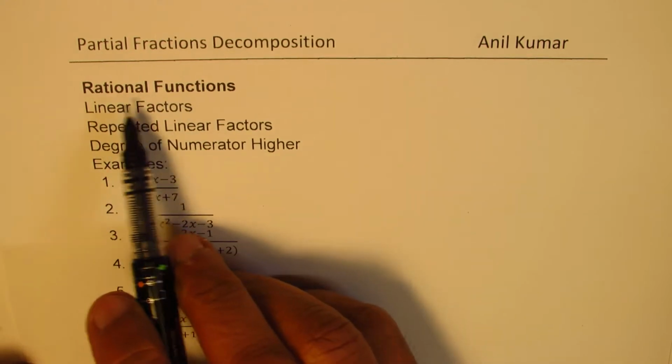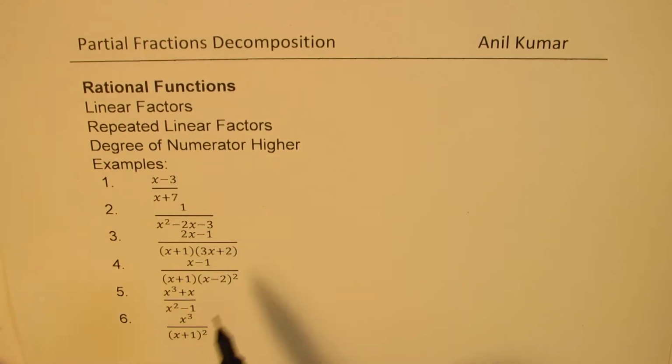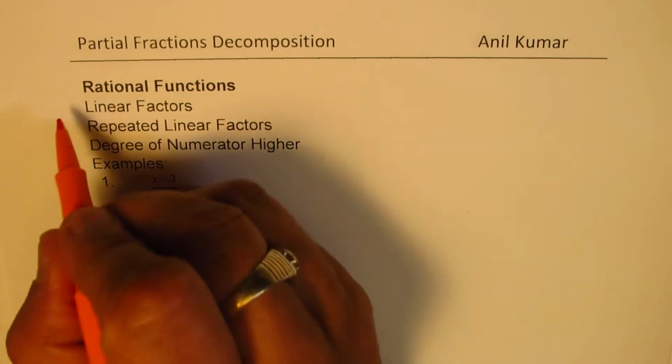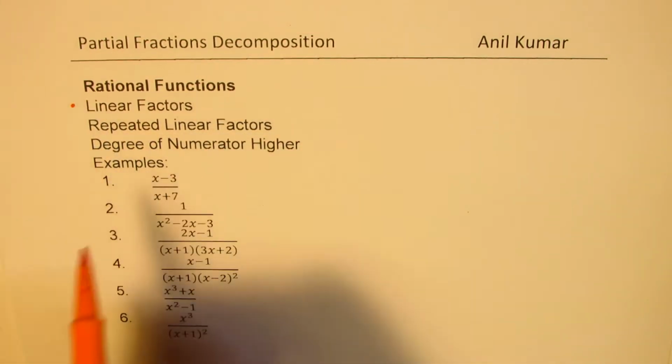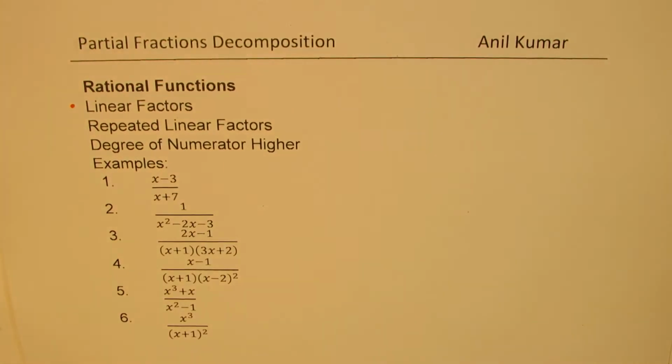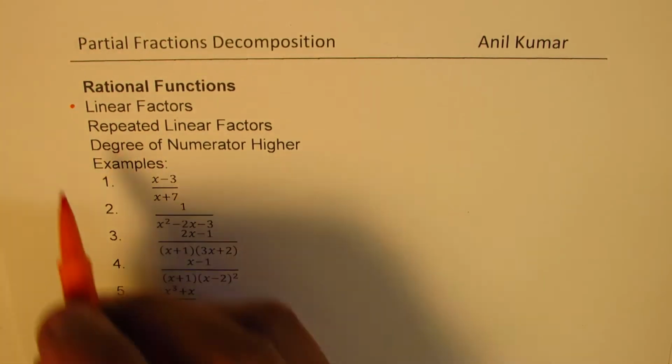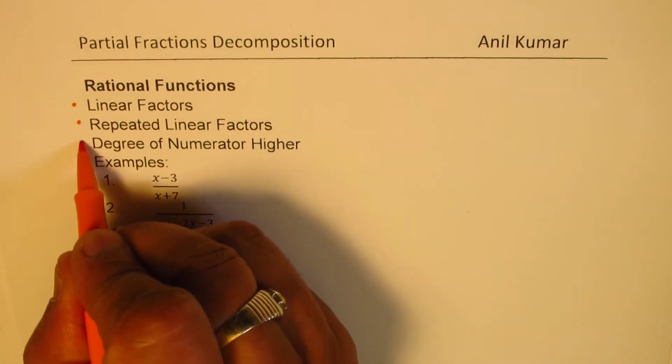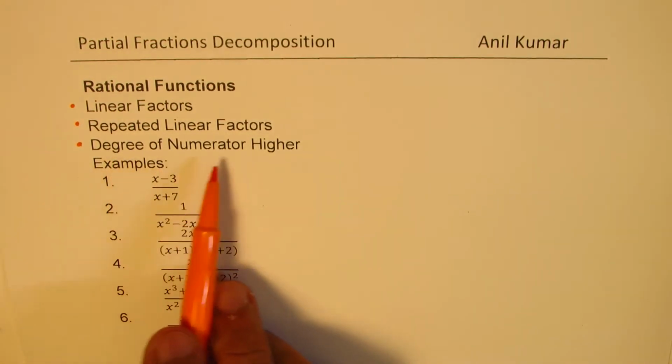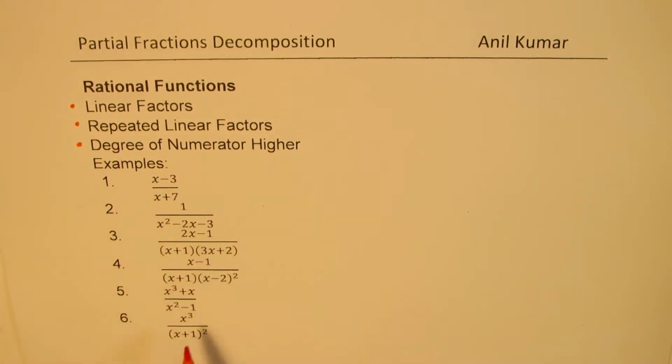We are talking about rational functions. In this video, we will discuss how to decompose rational functions when linear factors are involved. We could have repeated linear factors, and we could also have a situation where the degree of the numerator is higher, as in the last two examples, right? So these are different examples which we will consider one by one.